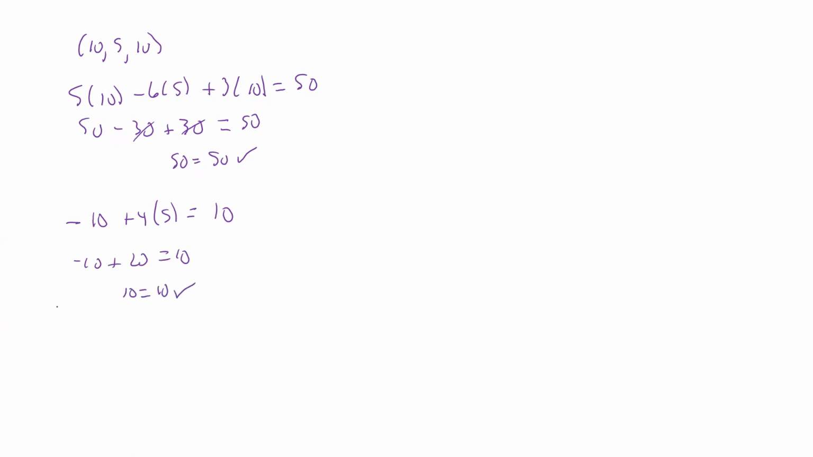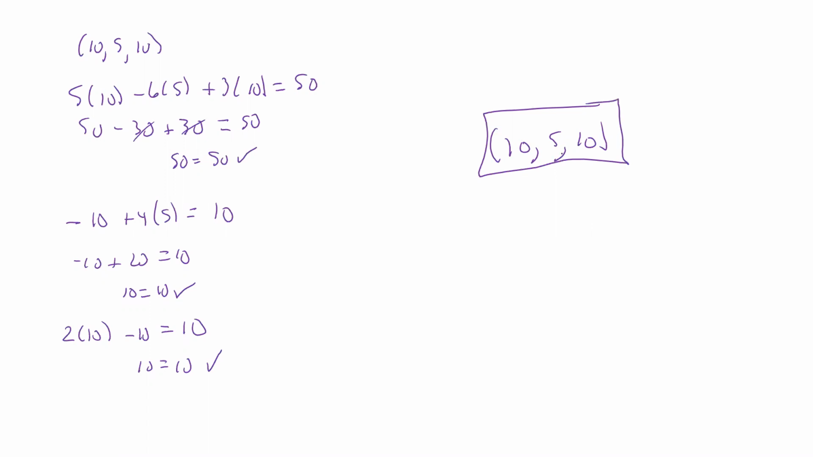And then our last one was 2 times 10, and then we had minus 10 for z, and that was equal to 10, and 20 minus 10 is 10 again, so it works. And so our solution is 10, 5, 10. Okay, and we've shown our check, and it does work.